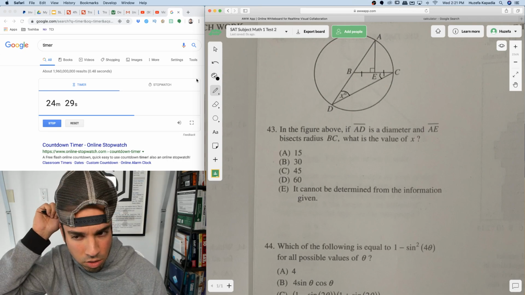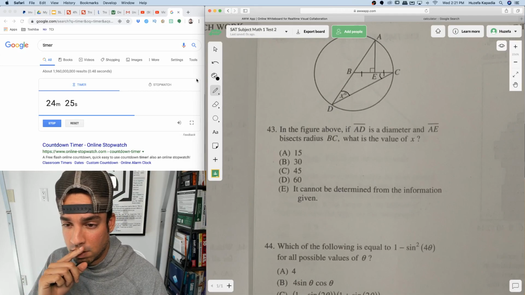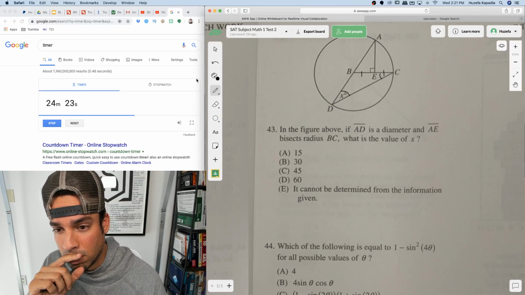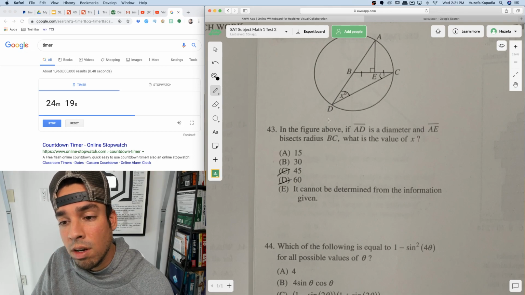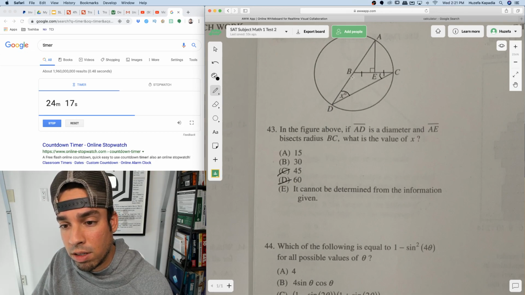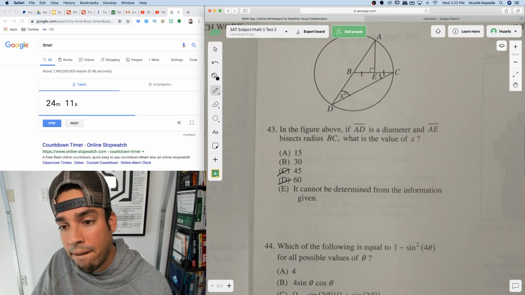No, I think this is solvable. I have a feeling this is solvable. Let's see. It's not going to be 60. It's not going to be 45, because if these two are 45, this would be 90. 60, this would be only 60. It would be like an equilateral triangle, which I don't think is what it is.